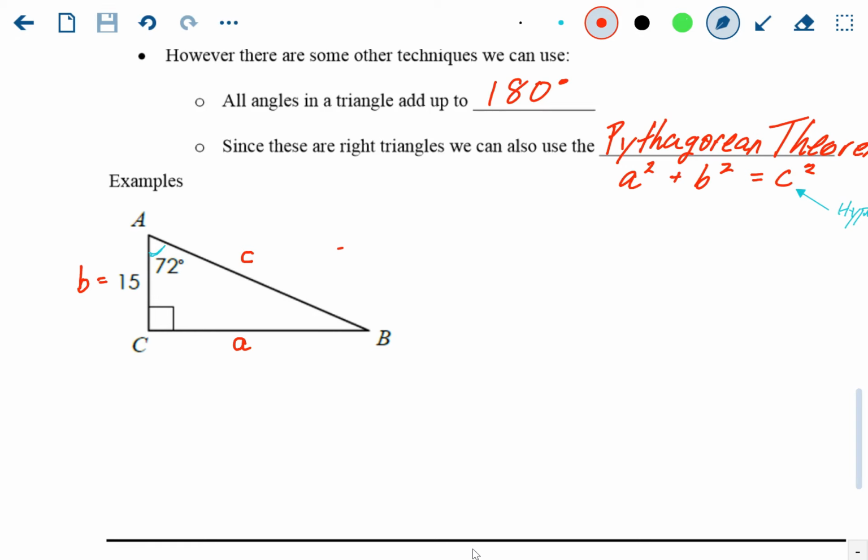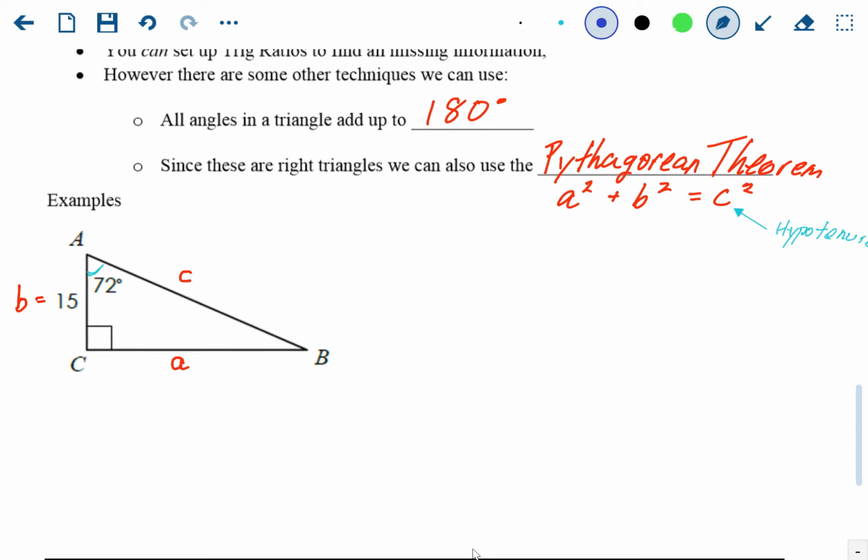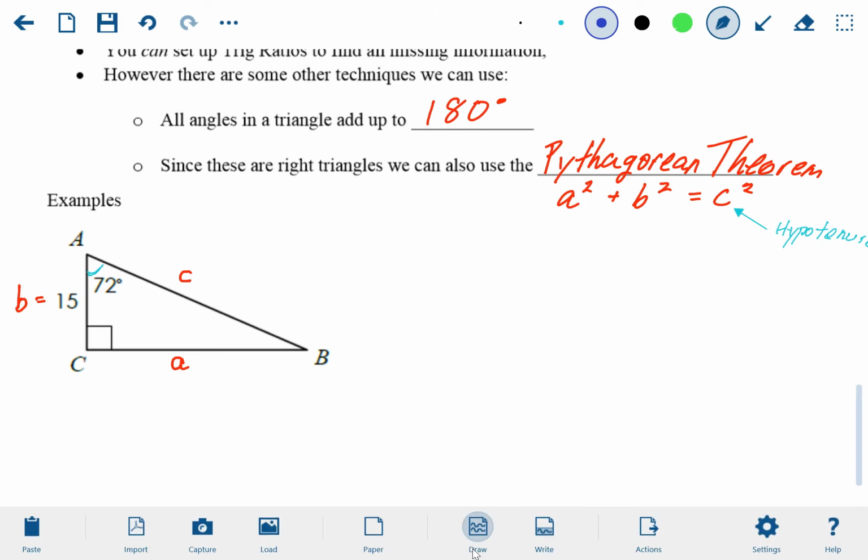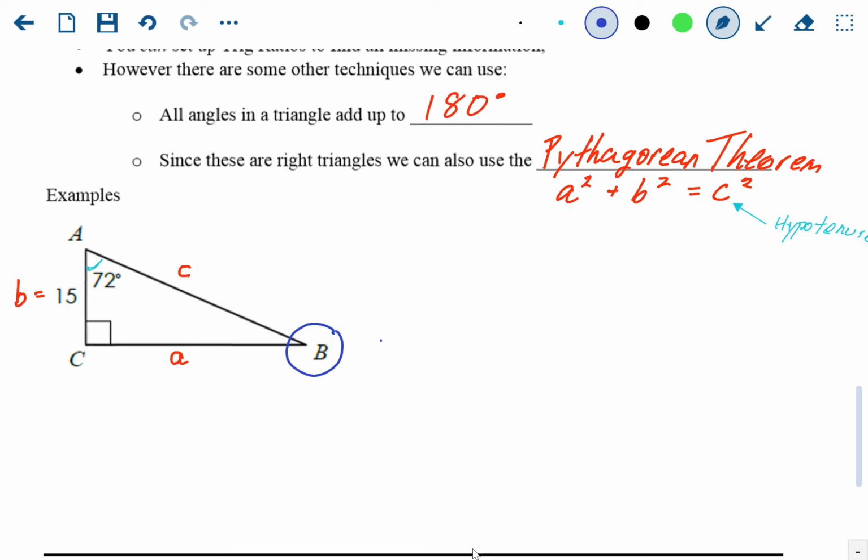So the first thing we're going to find is angle B. And again, we're going to use the rule that says that all angles of a triangle add up to 180. So that means angle B, which we don't know, has to be 180 degrees minus angle A, which is 72, and minus angle C, which is 90. So the measure of angle B is 18 degrees.